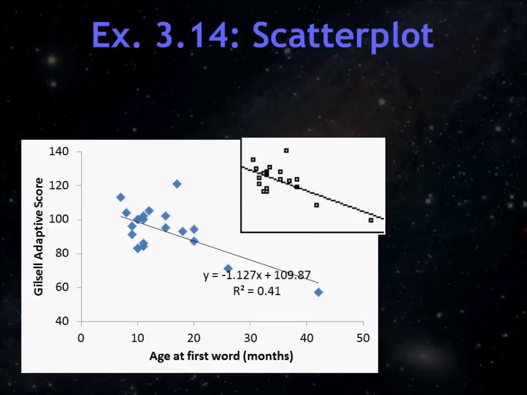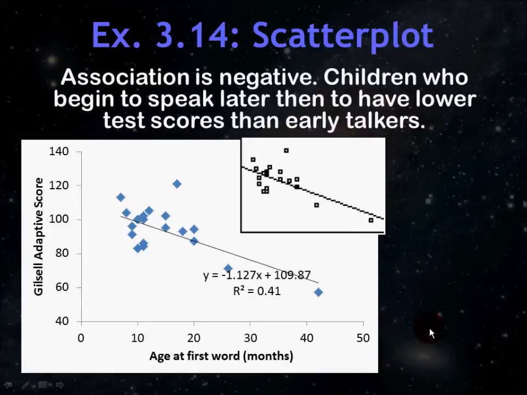Alright, so on your screen you see an Excel scatter plot and the scatter plot from your calculator. Notice in Excel, when they plot the least squares regression line, it only goes from the smallest x value to the largest x value, which again illustrates the importance of don't extrapolate when you go beyond the domain of x. Anyways, you take a look at the scatter plot and you can see that the association is negative. There is a negative association between the age of first words and the Gesell Adaptive Score test of mental ability, which makes sense. Children who begin to speak later tend to have lower test scores than early talkers. The earlier you talk, probably you're going to score higher on a test.